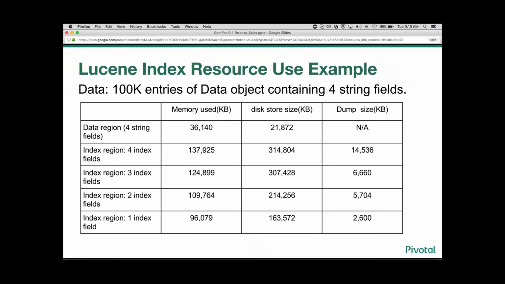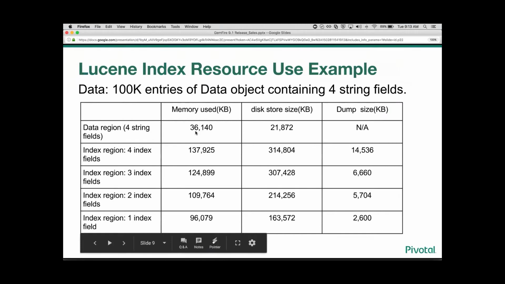So this is an example. We had 100,000 records of a data object that contained 4 strings. The first row is just the memory required to store the data itself with no indexing.